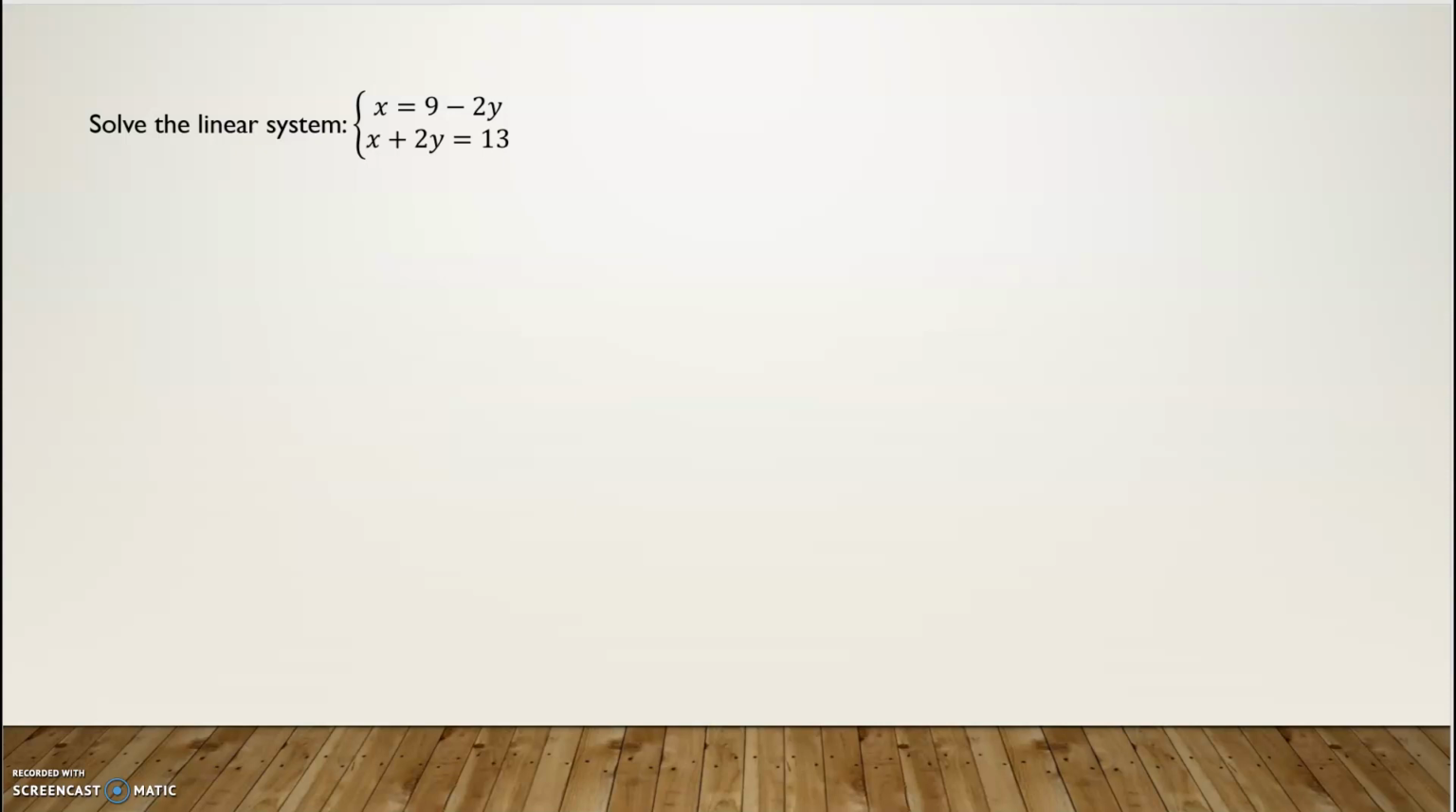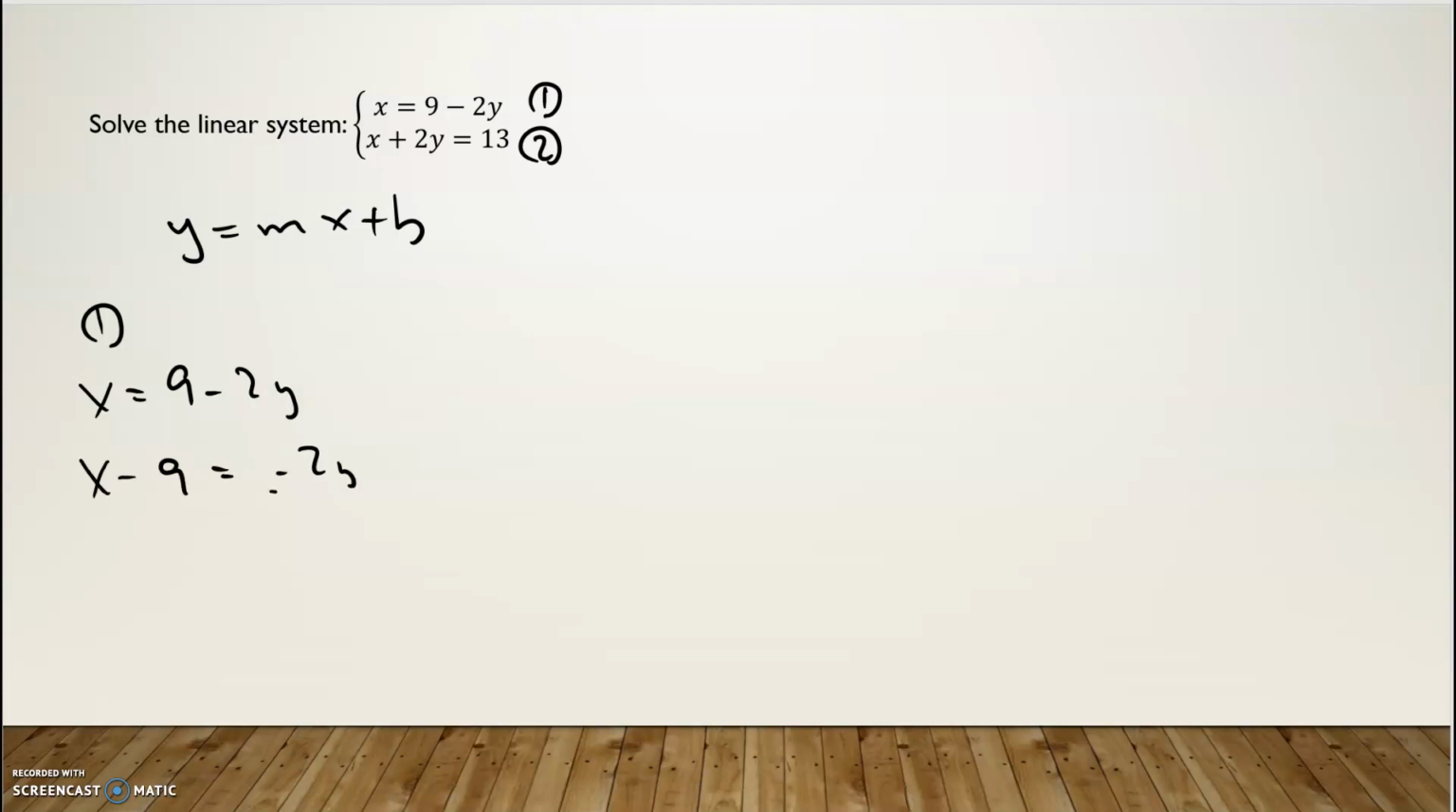So looking at this one, we can just put them into y equals mx plus b format. And we'll say this is 1, this is 2. So we have x equals 9 minus 2y. And I'm going to go ahead and move 9 over, and then divide everything by a negative 2. Okay, I'm going to switch it around. y is equal to negative 1/2 x plus 9/2.